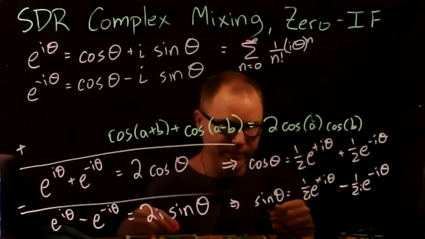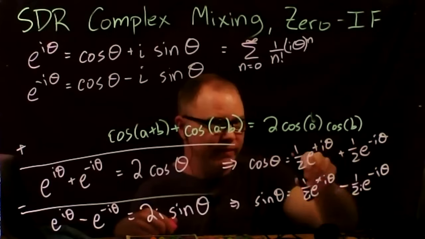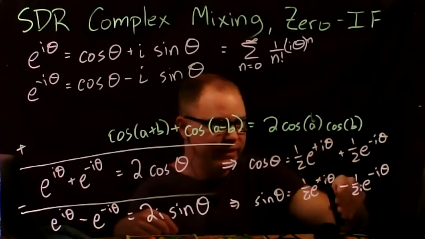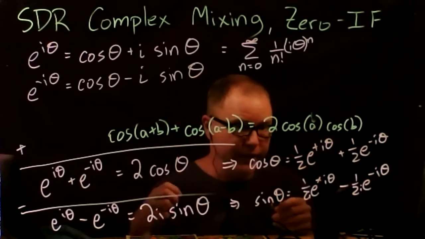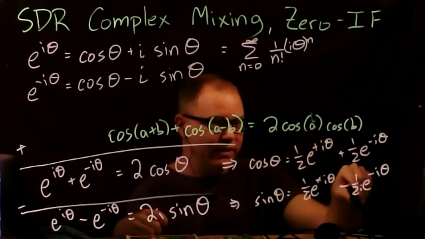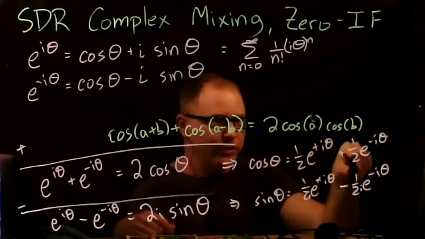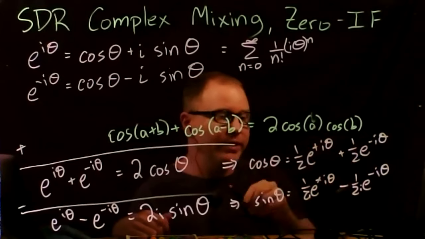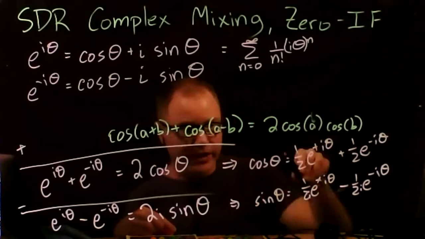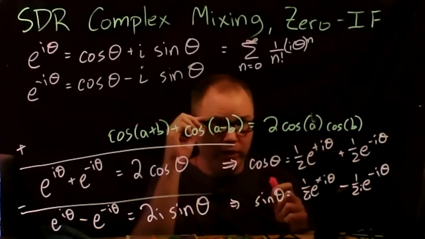Or said another way, if I have cosines, these factors are real and they're the same. And if I have sines, these factors are pure imaginary and they're opposite. So these are complex conjugates of each other. And with cosine, these are also complex conjugates of each other, but that's kind of trivial because they're both real. So we're gonna use these facts a little bit when we look at the spectrum of complex numbers.